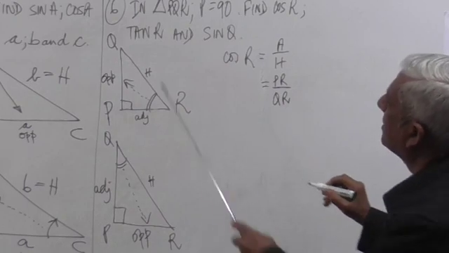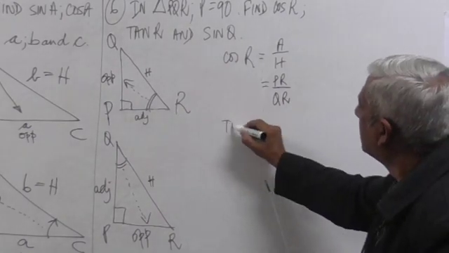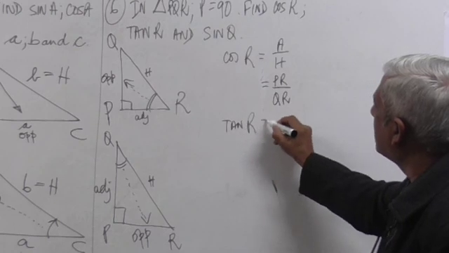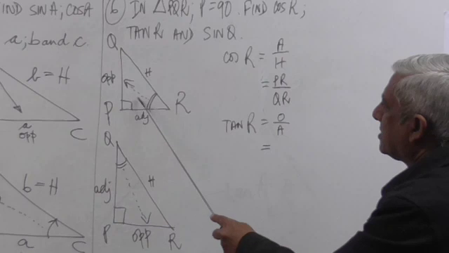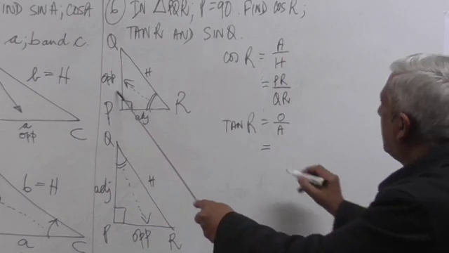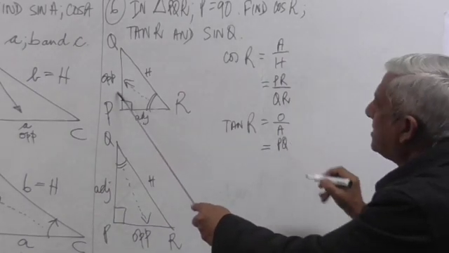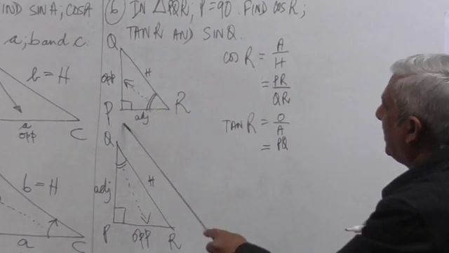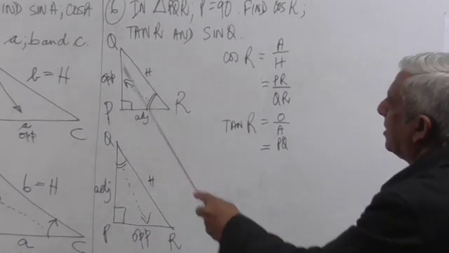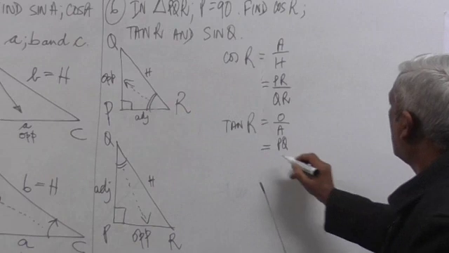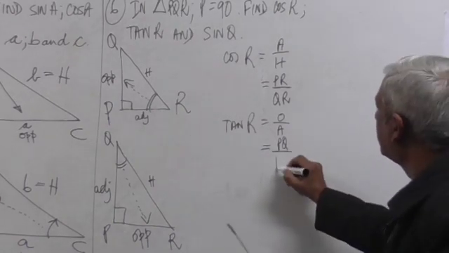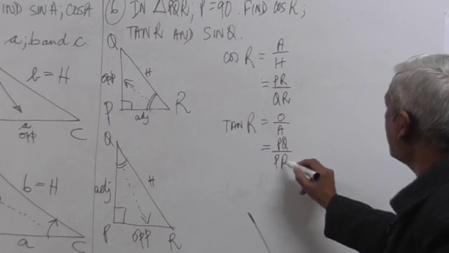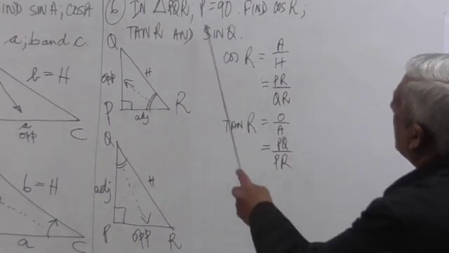Then you want tan R. Tan R is equal to opposite over adjacent. So there's the opposite. Opposite is PQ. You can say PQ or you can say QP, it doesn't matter. You can say QP or PQ over the adjacent side. This is the adjacent side, which is PR. You can say PR or RP. So we finished with the R's.